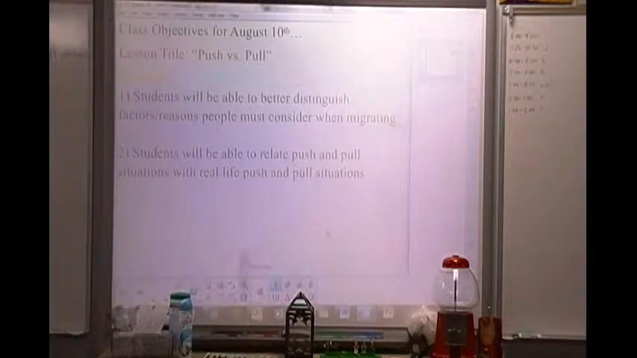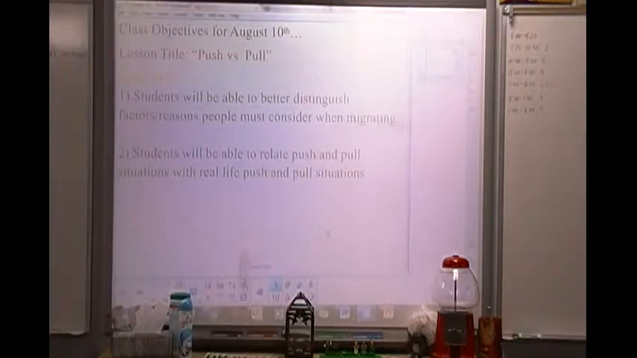Number 1, students will be better able to distinguish or understand factors, which means reasons. Factors means reasons. People must consider when migrating. Okay, there's 2 quiz questions in that goal right there. One quiz question is, what's a synonym for factor? I'm going to ask that on the quiz.